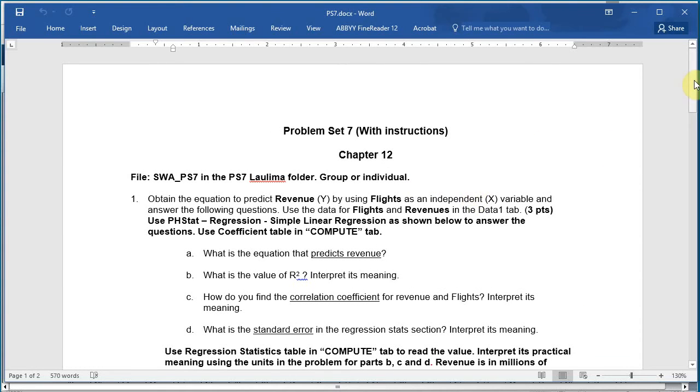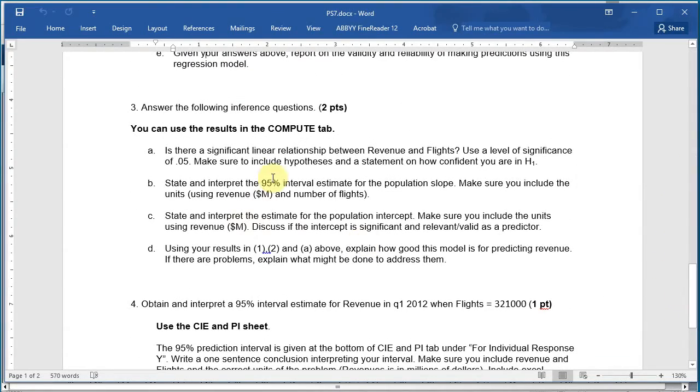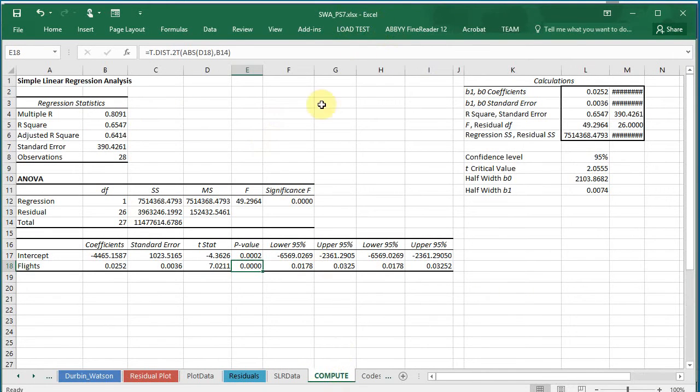Okay, we're doing problem set 3, and we're going to do question number 3 now. We want to answer the following inference questions. The first one: is there a significant linear relationship between revenue and flights? We're going to use a level of significance of 0.05, and we should include a hypothesis. To answer that, we can go back to our compute tab here, and we're basically going to interpret this number here.